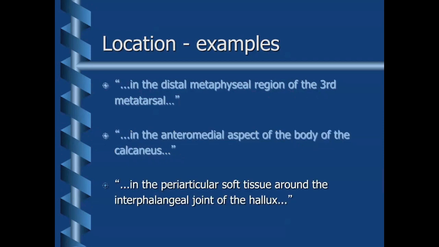Third example, in the periarticular soft tissue around the interphalangeal joint of the hallux. Periarticular meaning around or surrounding a joint. So we're talking about the soft tissue surrounding a joint, and that joint is the interphalangeal joint of the hallux.